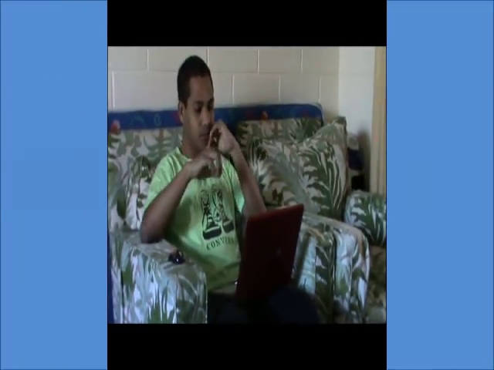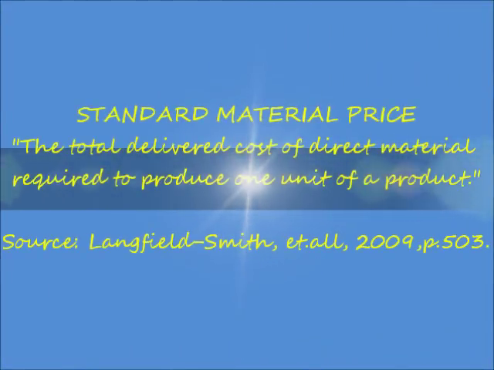Developing the standard performance level. So, what I have to do is calculate the standard performance level in making comparison between the share house price that I said before and the unit price that my family and I are staying at the moment. Smith, in his book, defines standard material price as the total delivered cost of direct materials required to produce 1 unit of a product.